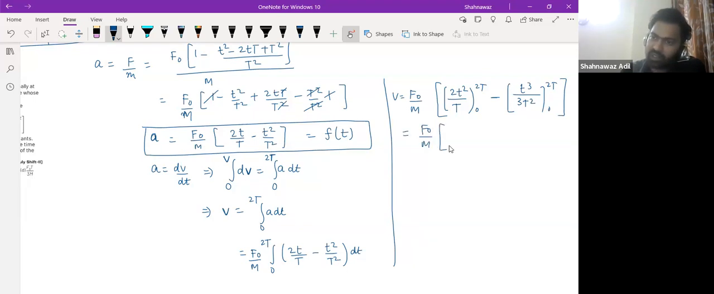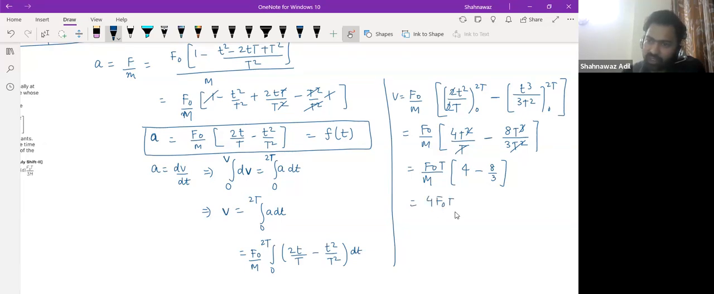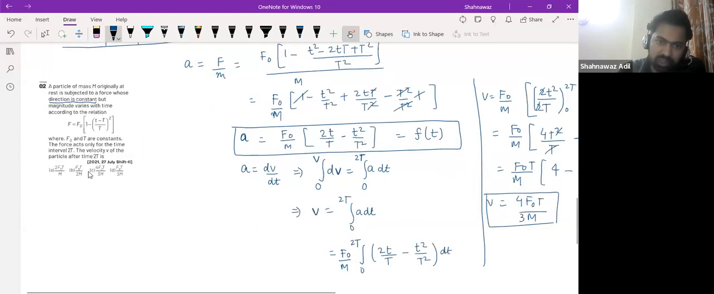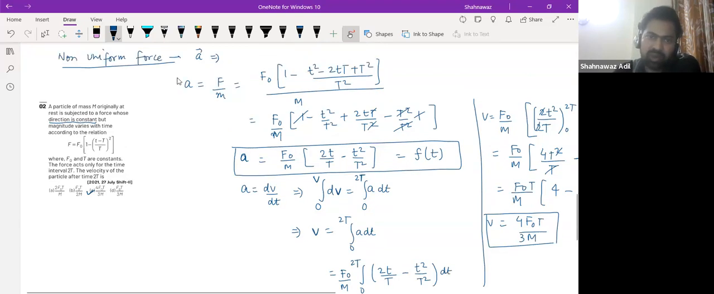So what is this? F naught by M, and then 2t square by 2, so the 2 cancels, and we put 2T in place of t. So this is 4T square divided by T, and this part will cancel. Minus, we have to put 2T, so this is 8T cube divided by 3T square, and this part will cancel. So we have F naught by M, the T is common, and this is 4 minus 8 by 3. How much is this? 12 minus 8 by 3, so 4 by 3. So 4 F naught T by 3M is the velocity, and this would be the option. Is it clear? This is an example of a non-uniform force.